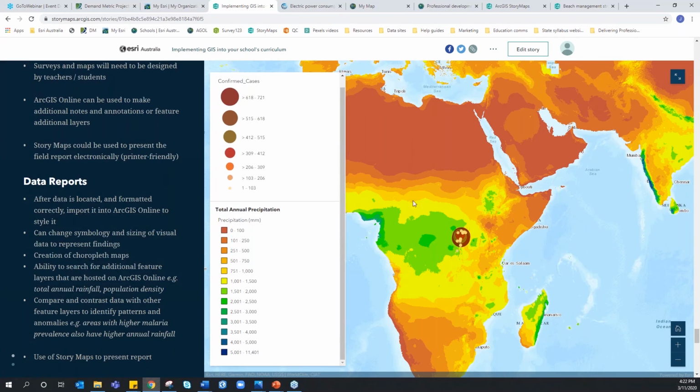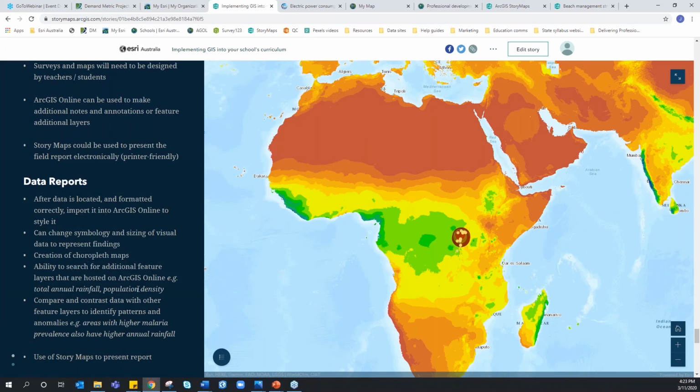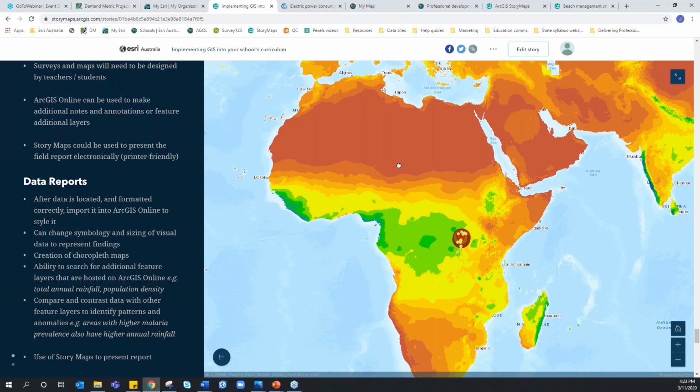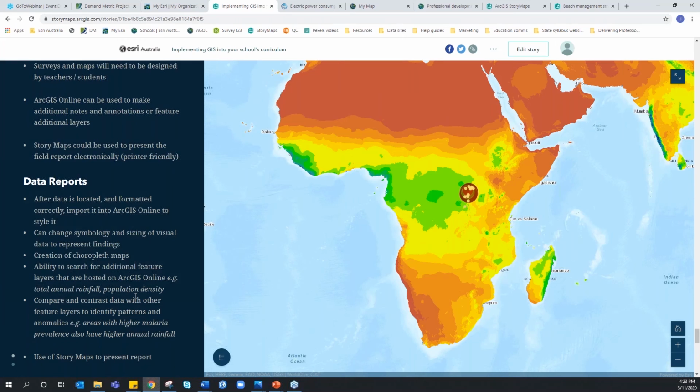The argument could be made that Ebola cases are much more present in places with that high annual rainfall as well. It doesn't necessarily have to be with rainfall. If you're exploring a population unit, there's population density layers on there. There's not just population density, but population density by age. So specific areas in Melbourne, for instance, might have a higher rate of 20 to 30-year-olds, and other areas might have a higher rate of retirees.